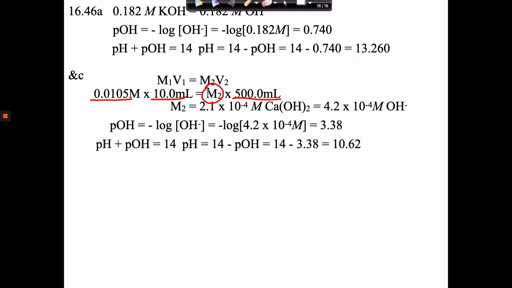Now imagine that we did convert to liters. So if we converted to liters, we would do that by dividing this by 1,000 and then dividing this by 1,000. And if we did, this would become 0.500. And if we did, this would become 0.010. And guess what? The answer is exactly the same.